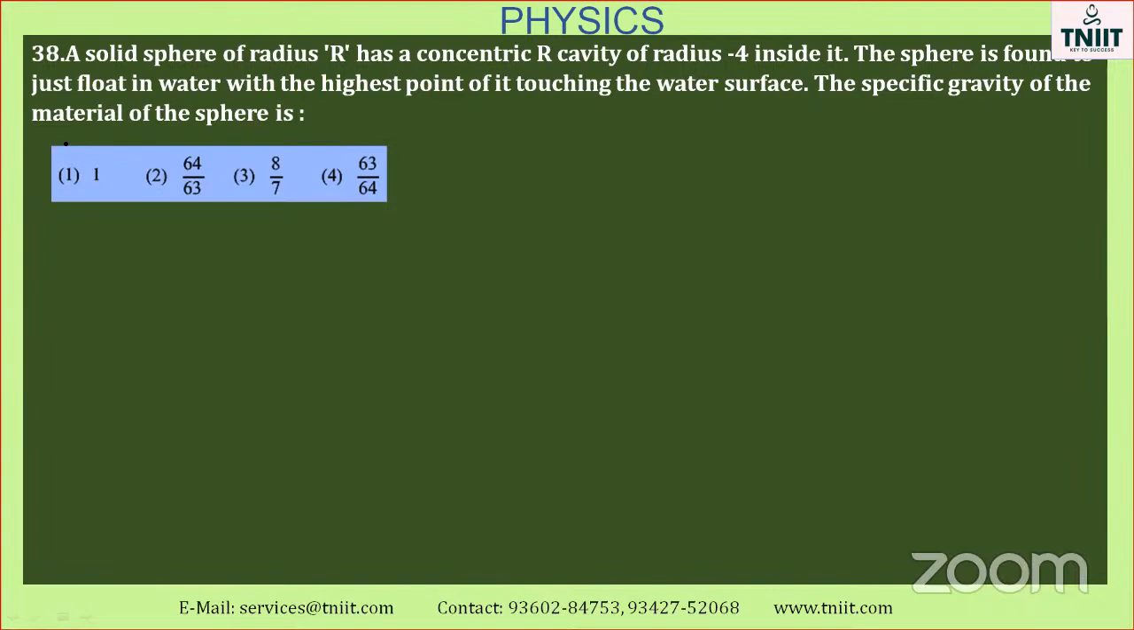A solid sphere of radius capital R has a concentric cavity of radius R by 4 inside it. The sphere is just floating in the water with the highest point of it touching the water surface. What is the specific gravity of the material?